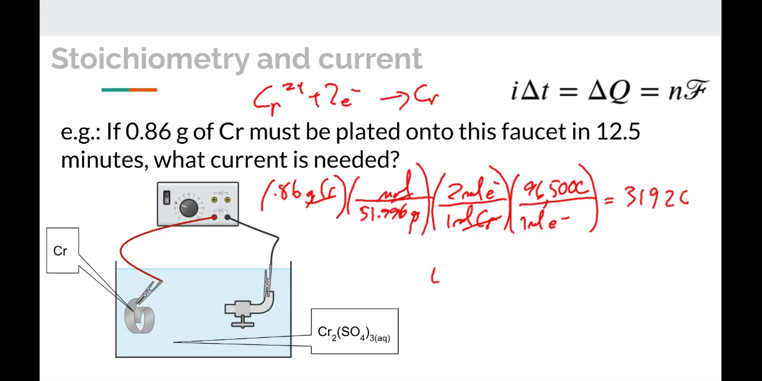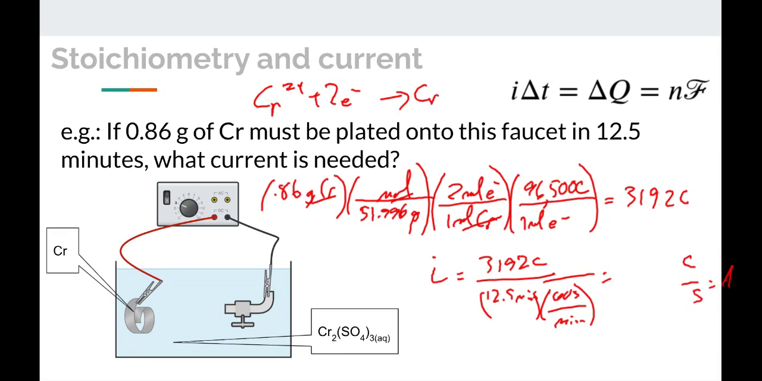So what current do I have to have? Well, I need 3,192 coulombs, and that has to happen in 12.5 minutes. So that would be 12.5 minutes, and then there's 60 seconds per minute. We need that in seconds because we want amperes, which is coulombs per second. And so this will work out to exactly that, coulombs per second, or amps. And when you do all the arithmetic, it's 4.26 amps needed.